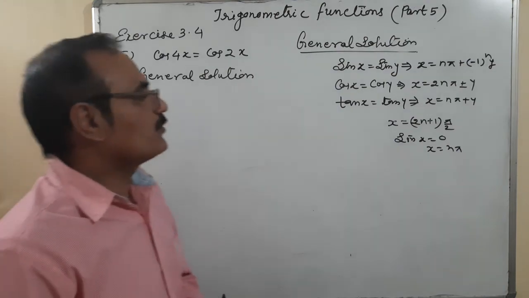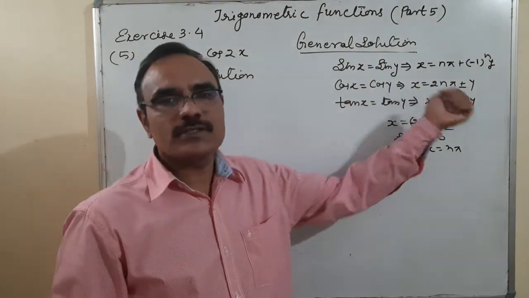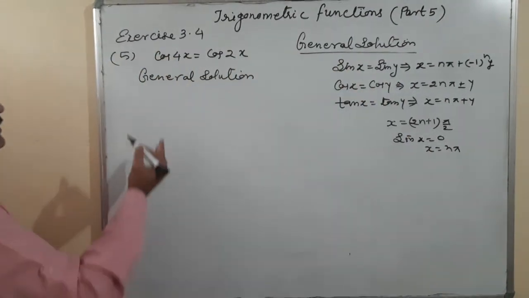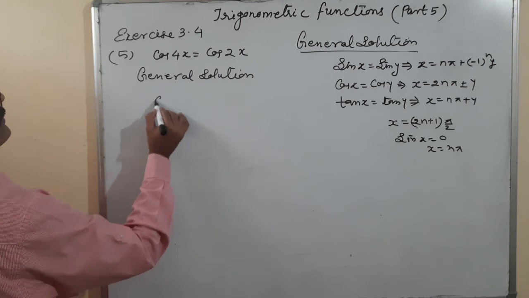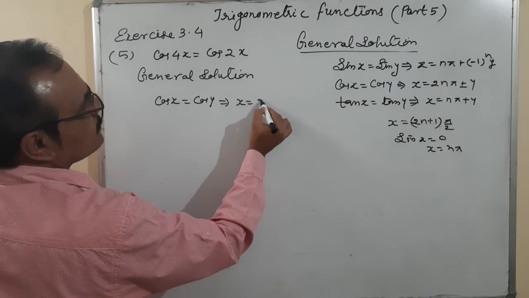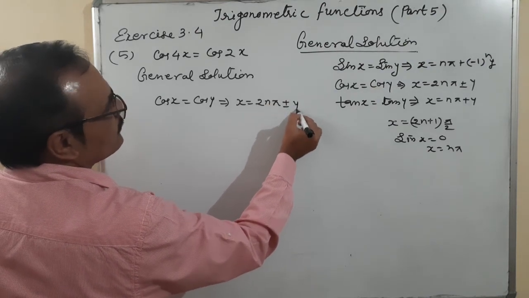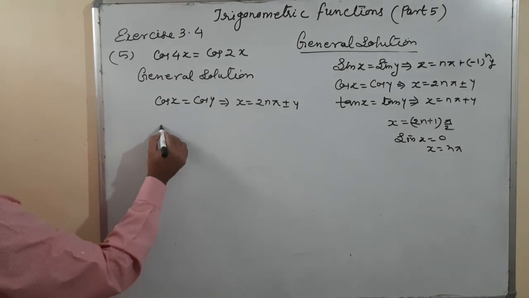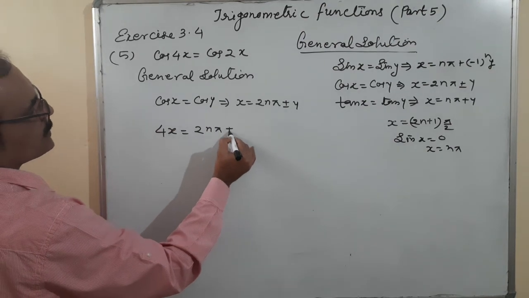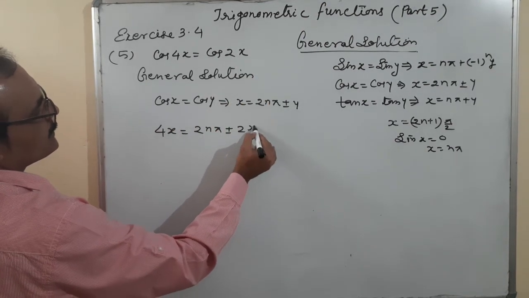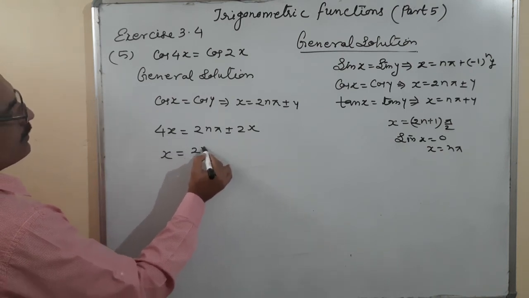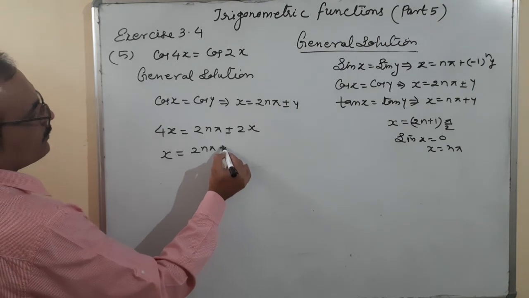Directly, it is given that cos 4x is equal to cos 2x. For cos x is equal to cos y, x is treated as 4x and y is 2x. So I can write here, since cos x is equal to cos y, it means x is equal to 2n pi plus minus y. We'll put the value here. So 4x is equal to 2n pi plus minus, what is the value of y? 2x.